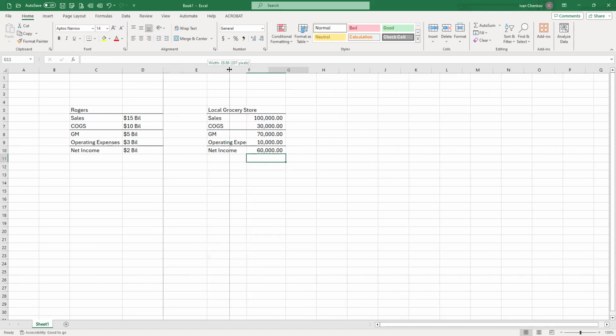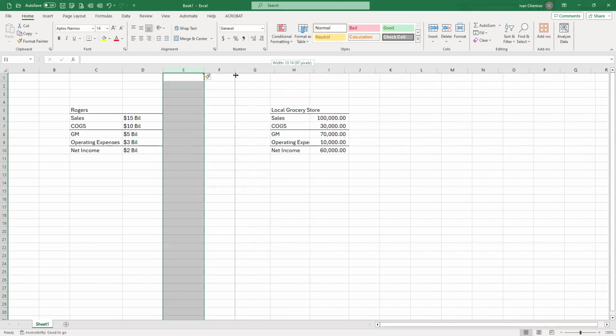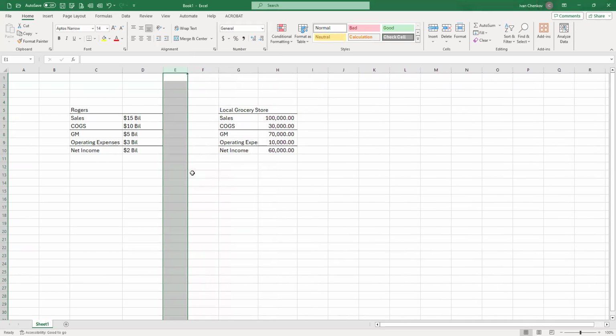Which manager is doing a better job? The local grocery store. Why? Because the percentage of his net income is higher compared to that of Rogers. Okay, so we're going to move to percentage analysis, right?